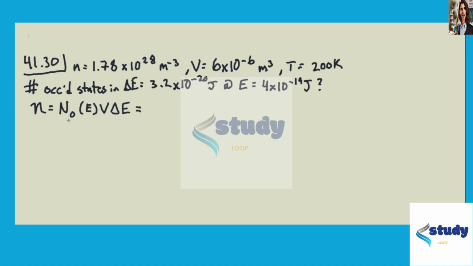And to break this down further into things where we know what the equations are, the number density of occupied states is equal to the density of states times the occupation probability. And then V delta E stays the same. So we want to find the occupation probability and the density of states.